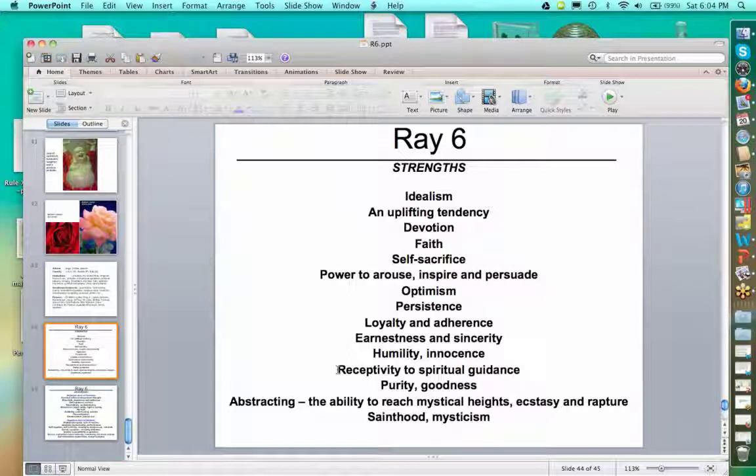Purity, goodness. As I've had many, many sixth ray students, it was very interesting to receive their homework and their papers. There's always something in there that asks, well, is this okay? Am I on the right track? What do you think of this? You can see how they're asking for approval and okay from someone that they either admire or have respect for. The ability to abstract and reach heights of mysticism, ecstasy, and rapture.